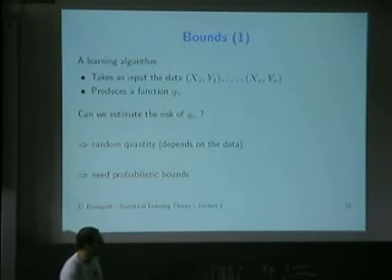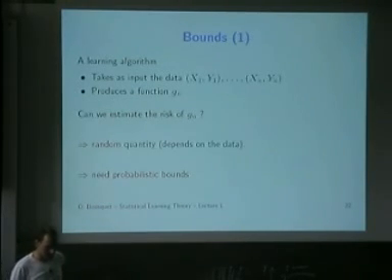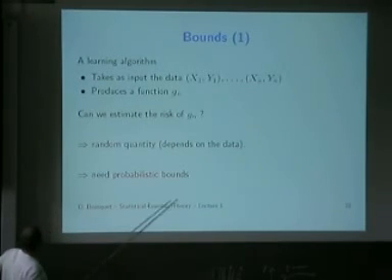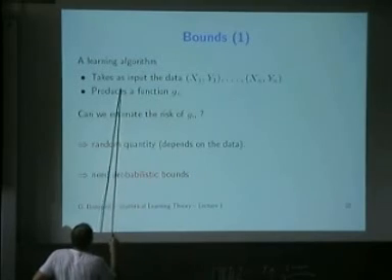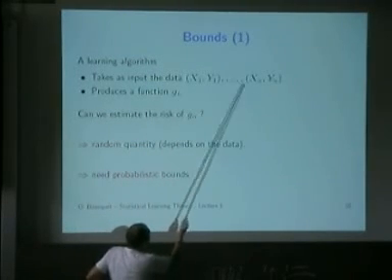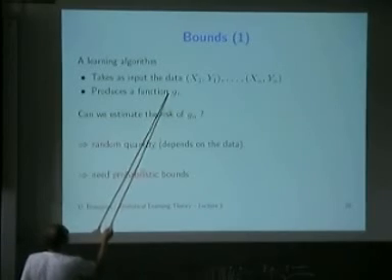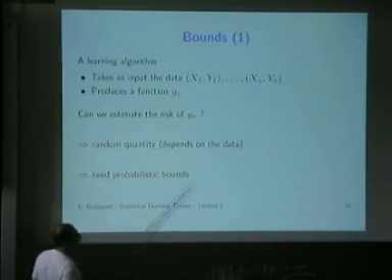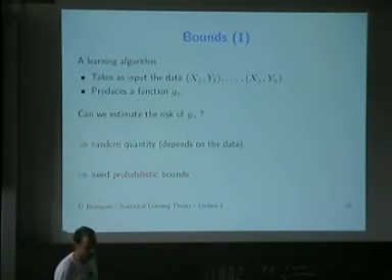Okay, now we get to the last notion I want to introduce in this first lecture, which is the notion of bound. So remember, what is a learning algorithm? It takes as input the data that we present to it, which is sampled from this probability distribution, and it generates a function Gn. And the question is, can we estimate the risk of Gn? Or what can we say of the performance of this algorithm?